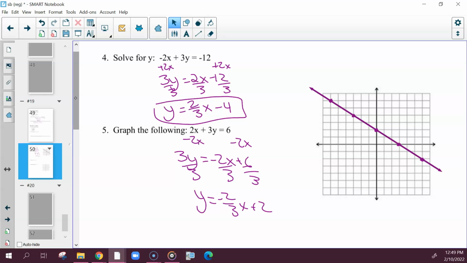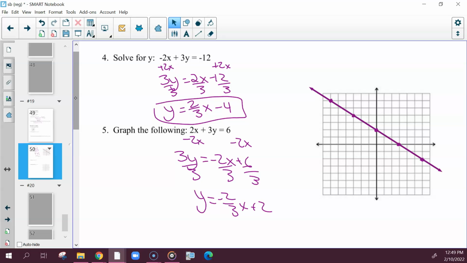Number 4, you needed to solve this for y. So add 2x on both sides, divide everything by 3, and you would get y equals 2 over 3x minus 4. And then in number 5, you really had to do the same thing, solve the equation for y before you could graph it. So if you subtract 2x on both sides instead of adding, and then divide everything by 3, you get y equals -2 over 3x plus 2.